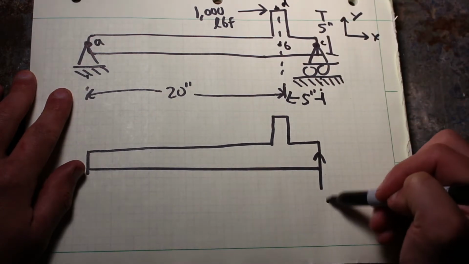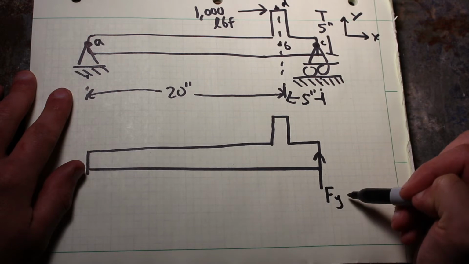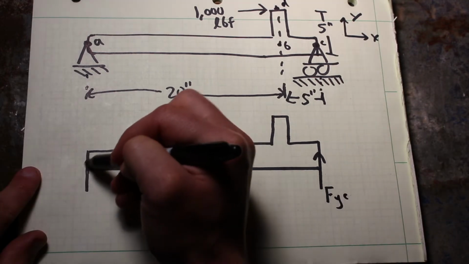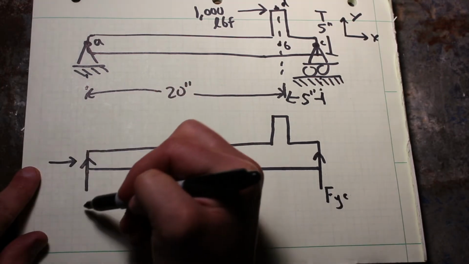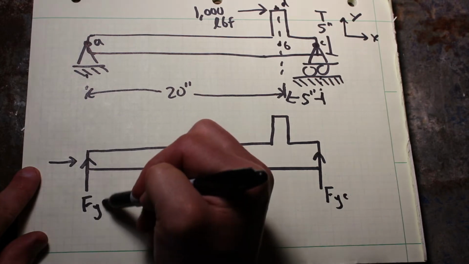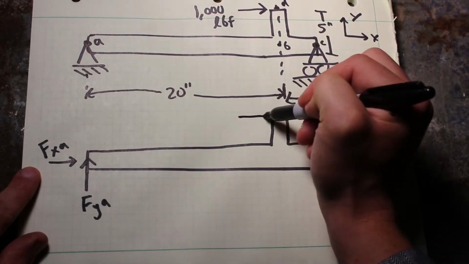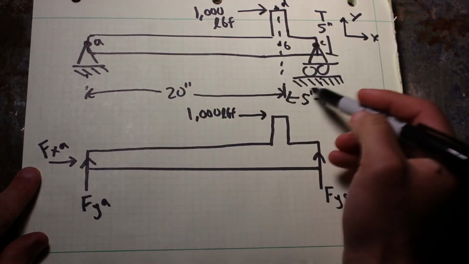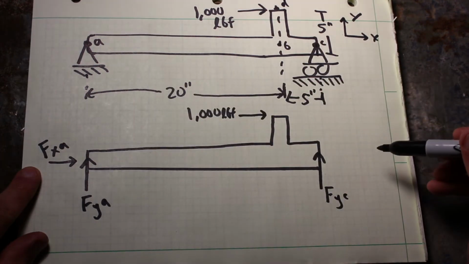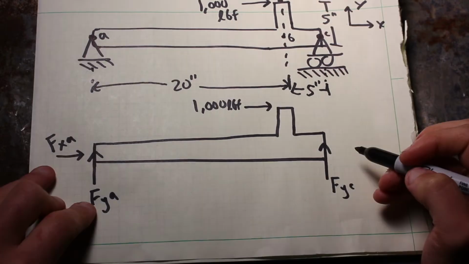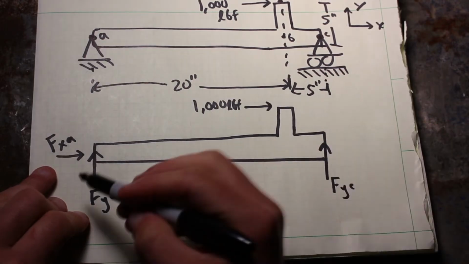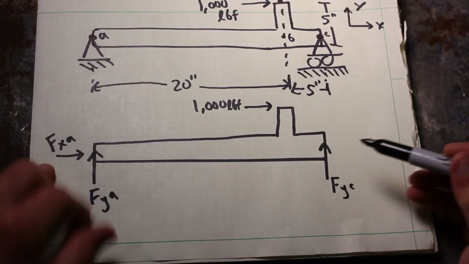So we'll just call this force in the y direction at C. And so over here, we can have force in the y direction at A, and force in the x direction at A. And then we have our 1,000 pounds. And then the dimensions hold true, and there's your free body diagram. Now, in order to solve for these reactionary forces, we apply Newton's laws.